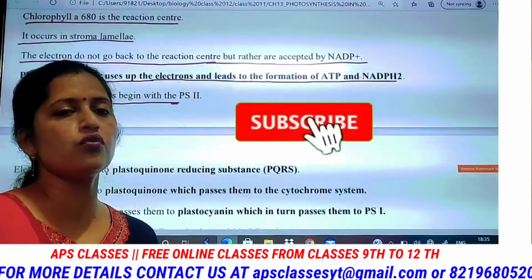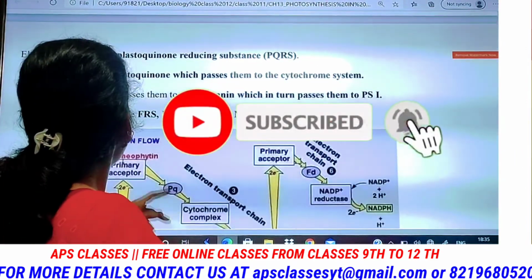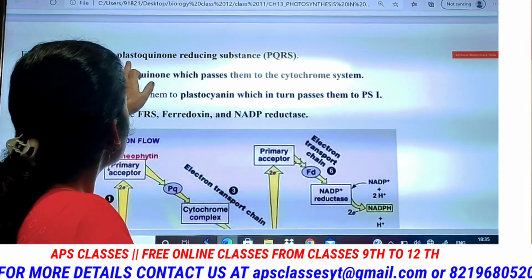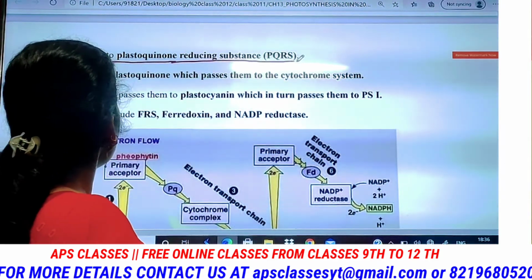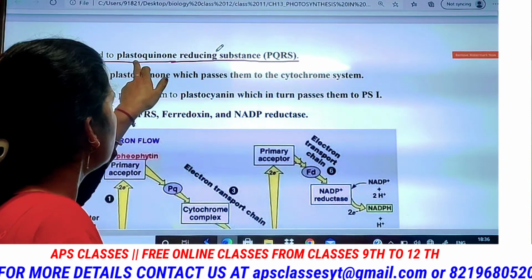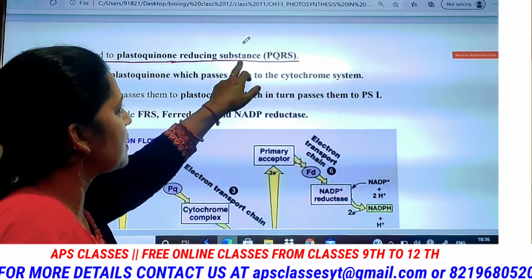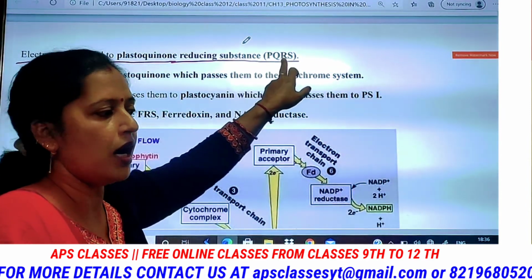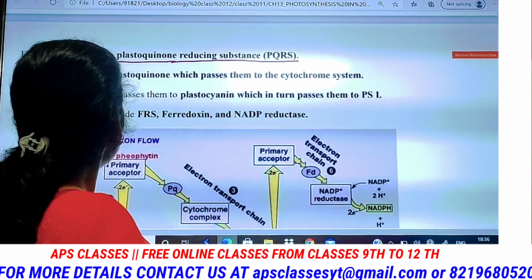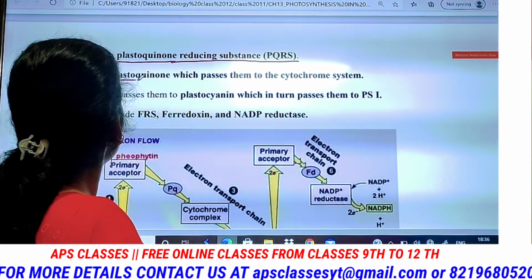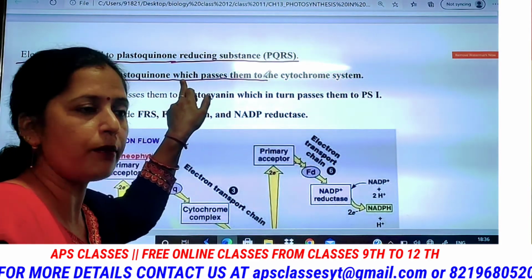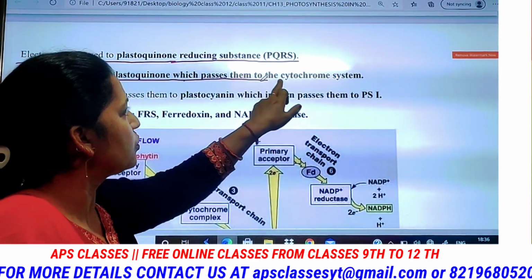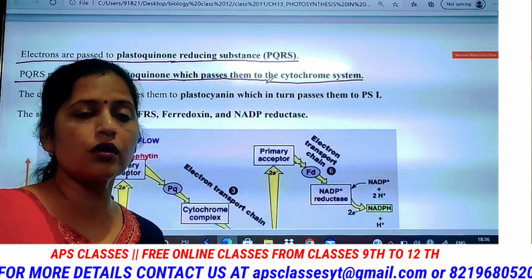The steps in the process begin with photosystem 2. Now which steps are involved in the process of photosystem 2? Electrons are passed to the plastoquinone producing substance. Now these electrons directly pass into the plastoquinone producing substance, that is the PQRS. PQRS, the plastoquinone producing substance, passes them to plastoquinone, which passes them to the cytochrome system. After that, where do they pass?